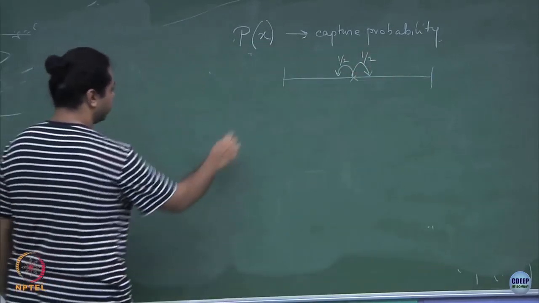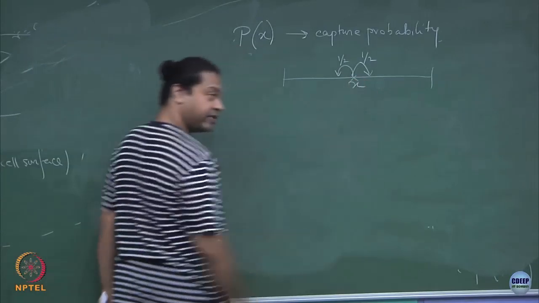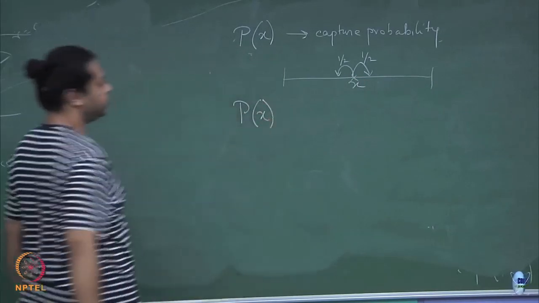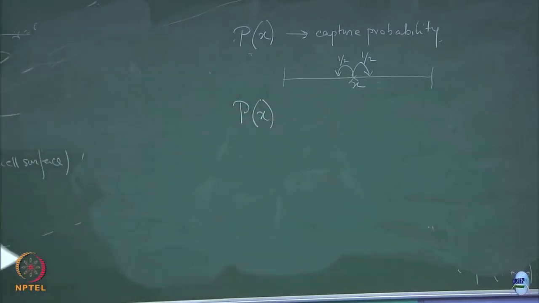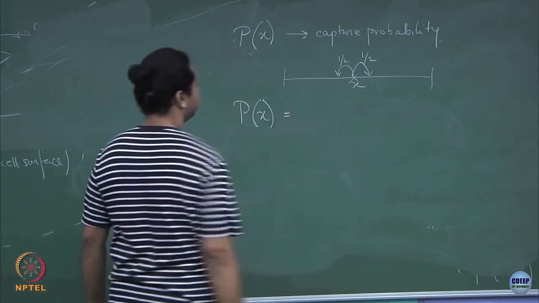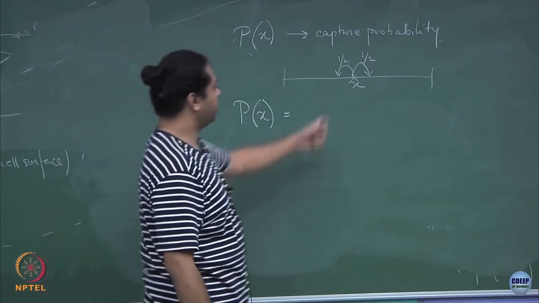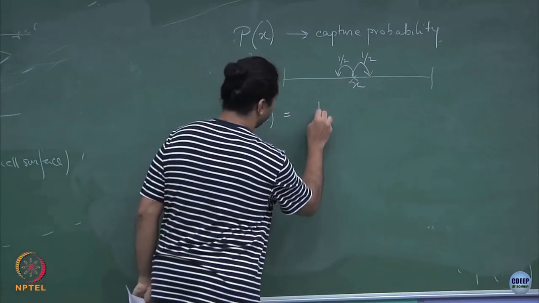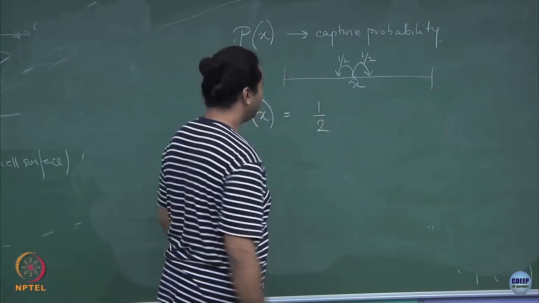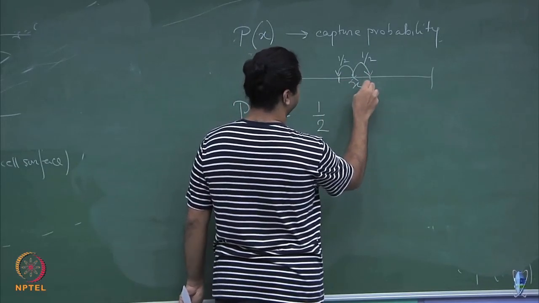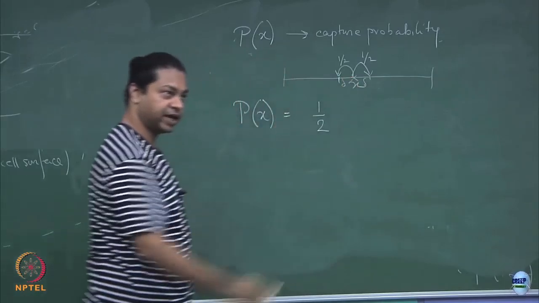Okay. And this is my starting position x. I want to calculate the probability that a particle released from x will get captured. If I release a particle from x, it has a probability of half to go to the left. Let us say my lattice spacing is delta. Each hop is of length delta.